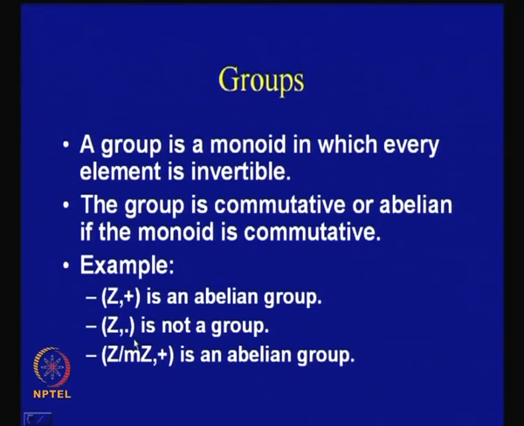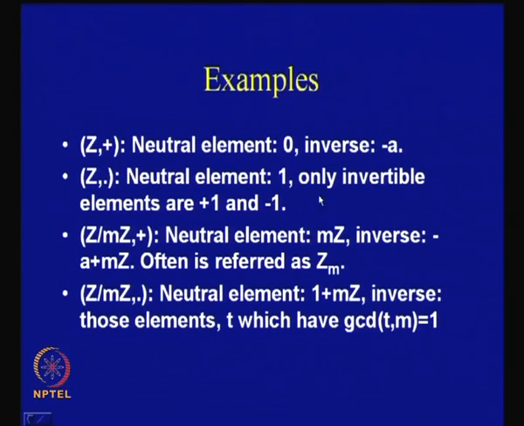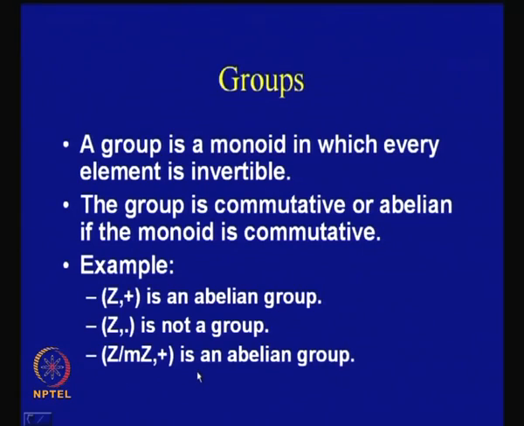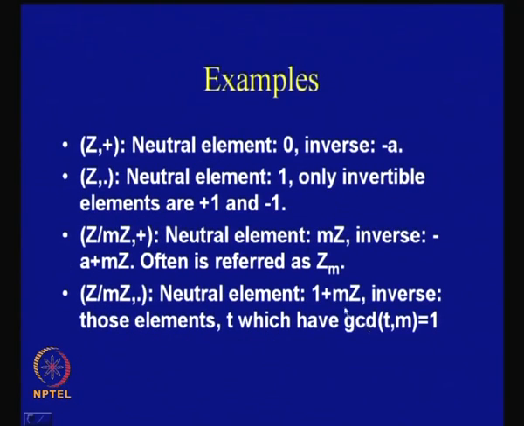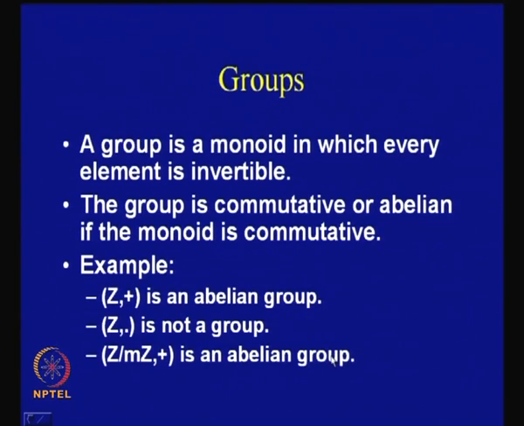Okay, so why is this not a group? It is not a group because, from the definition, a group is a monoid in which every element is invertible. And we have just discussed in the previous slide that in this particular set the only invertible elements are plus 1 and minus 1. So every element does not have an inverse. Therefore Z with multiplication is not a group, because every element is not invertible in this semigroup.